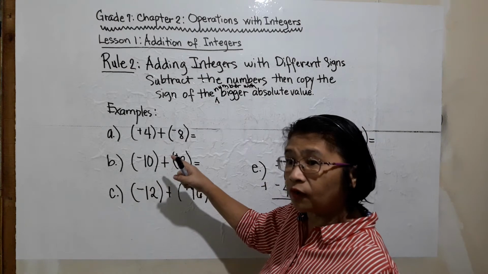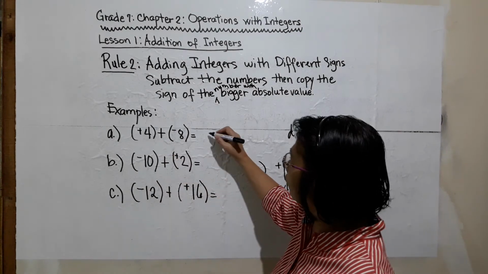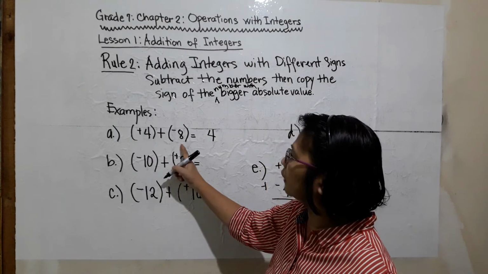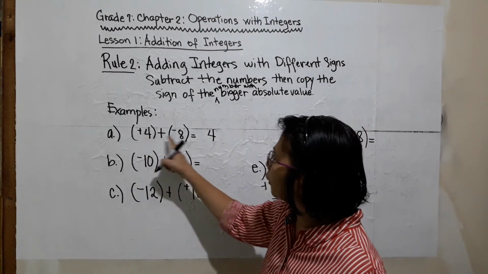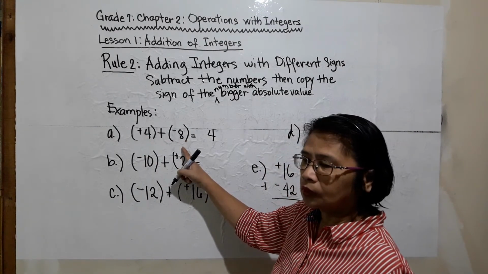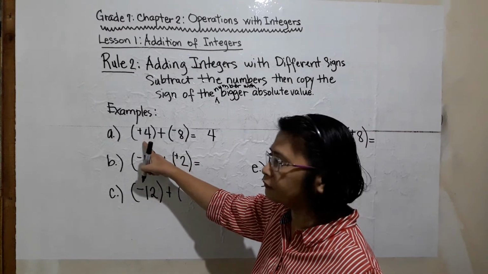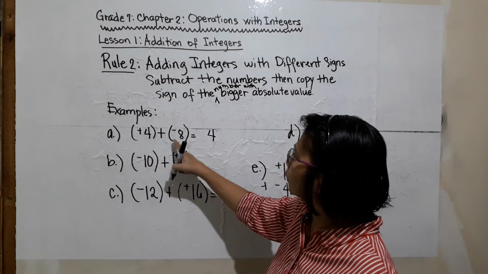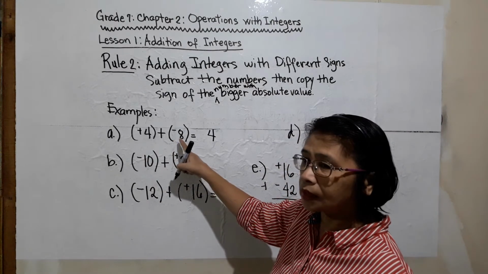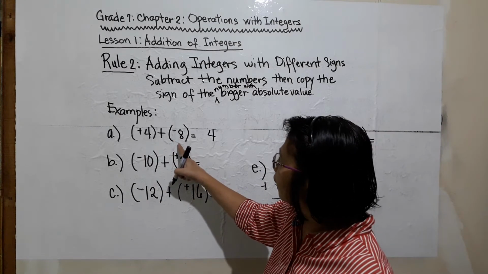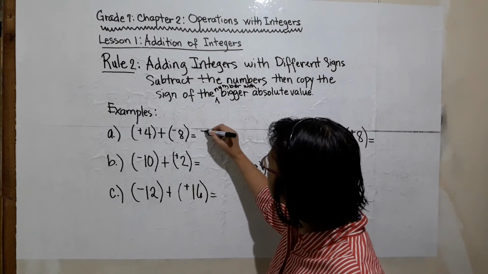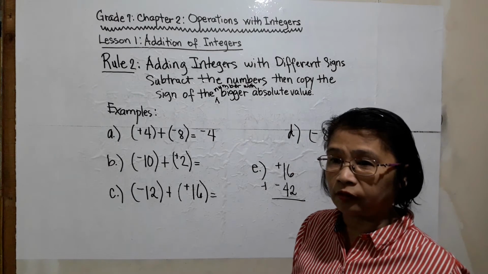What is 8 minus 4? Of course, it is 4. Which of them has bigger absolute value? Positive 4 or negative 8? What is the absolute value of positive 4? It is positive 4. What is the absolute value of negative 8? It's positive 8. So negative 8 has bigger absolute value. So take that sign. So your answer is negative 4.